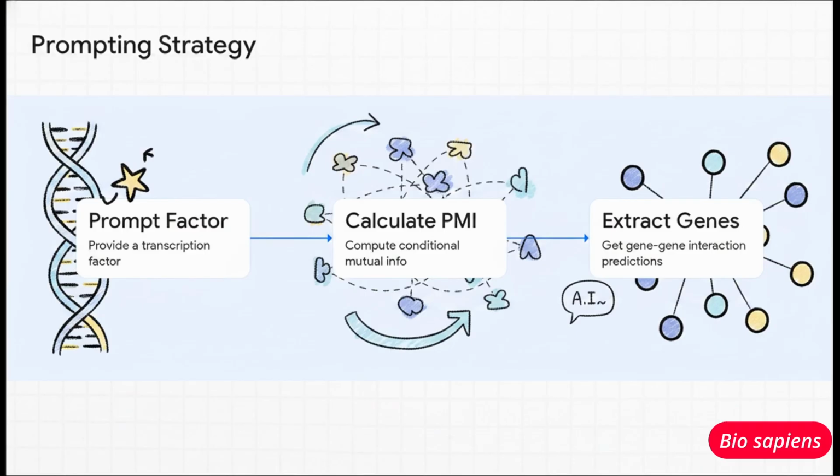Here's exactly how you'd use this virtual instrument in practice. It's a simple three-step process. First, you prompt the model with a specific transcription factor. That's the biological switch turning other genes on or off. Second, the model acts like a simulator, calculating conditional mutual information. It's basically mapping the mathematical links to see which genes are statistically dependent on that factor. And third, it extracts and generates brand new predictions about gene-to-gene interactions, simulating how the cell's network will actually react. You are literally prompting a cell, exactly like you'd prompt an AI chatbot to write a poem.